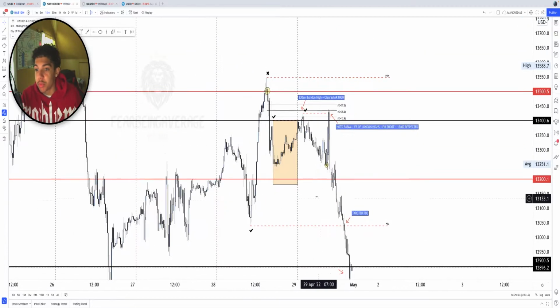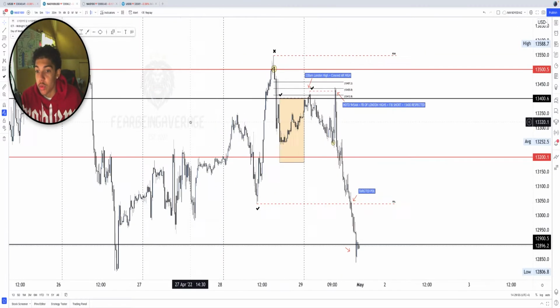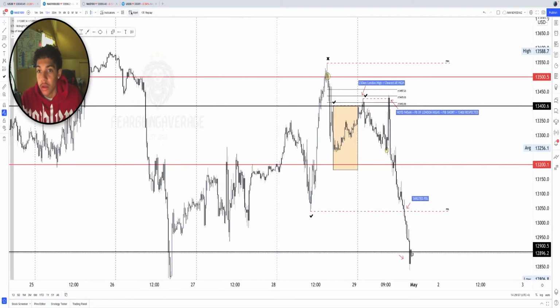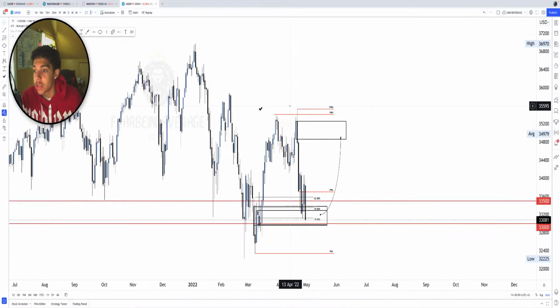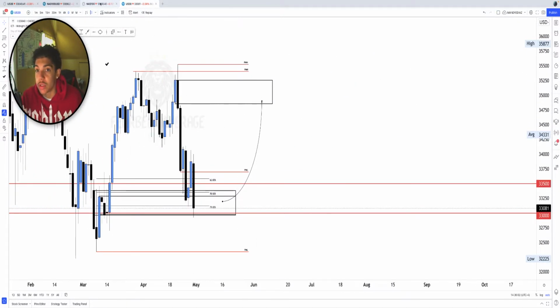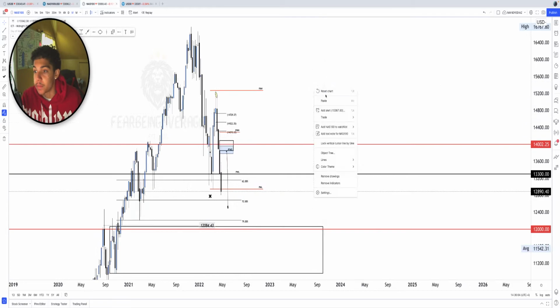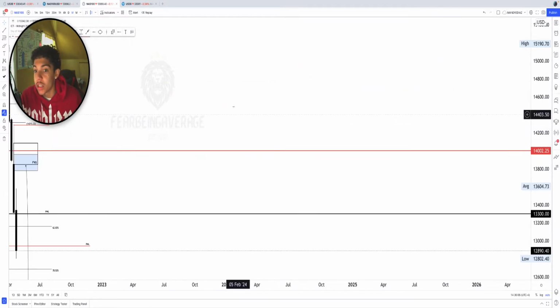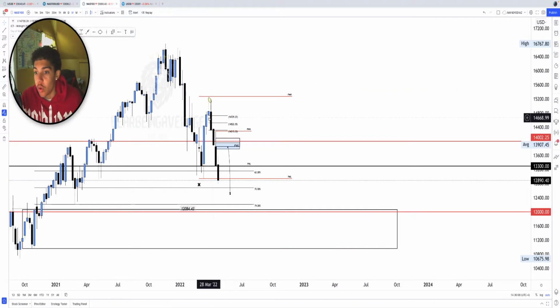But using these previous day's highs and lows as targets is always going to be beneficial, because if you look on a higher time frame, this is not NAS, but for example, this is US30. This is NAS right here. Where does price always run to? Old lows and old highs.